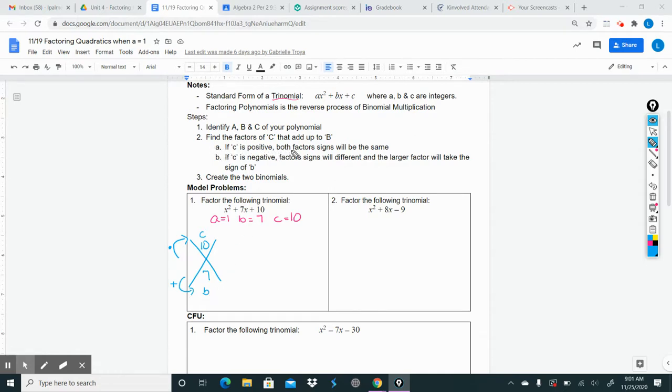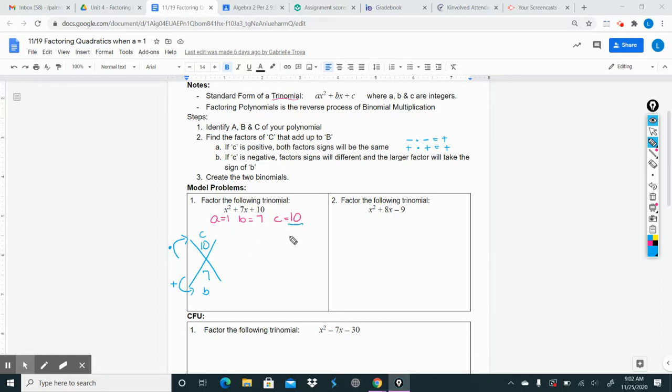And I made two notations here. If c is positive, both factor signs will be the same. So they're either going to be both negative, because a negative times a negative is a positive, or both positive, because a positive times a positive is also a positive. If c is negative, the factor signs will be different, and the larger factor will take the sign of b. So b will help you in both cases. If you look at b here, b is positive. Since c is positive and b is positive, both our signs are going to be positive. If c was positive and b was negative, both our signs would be negative. So always look at b as a helpful hint for both methods, whether c is positive or c is negative.